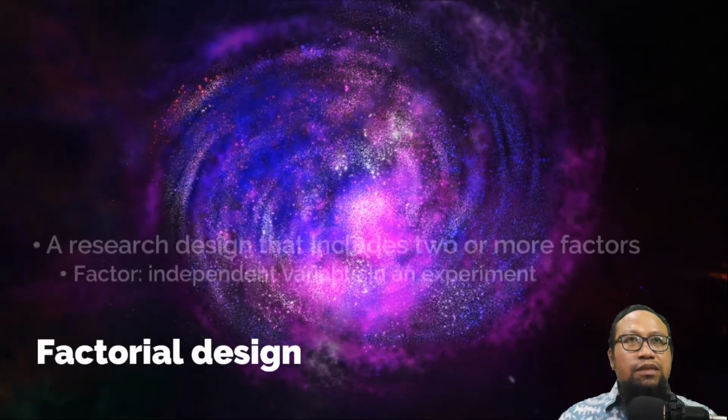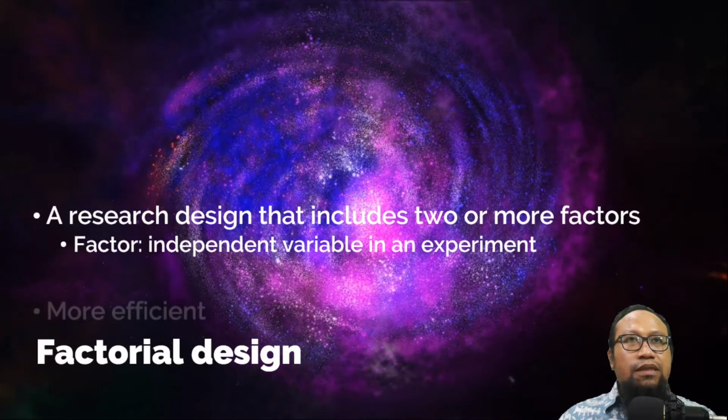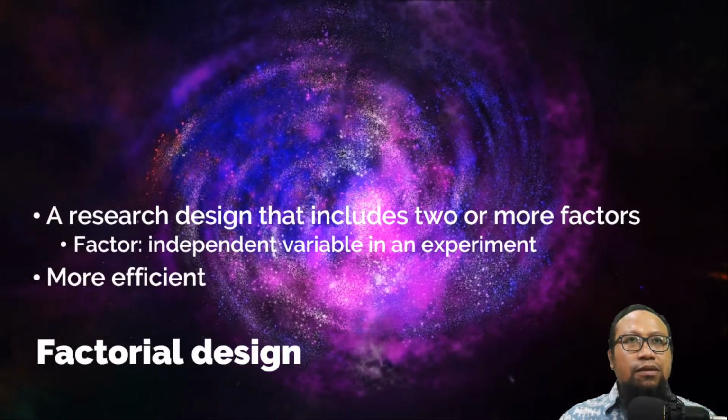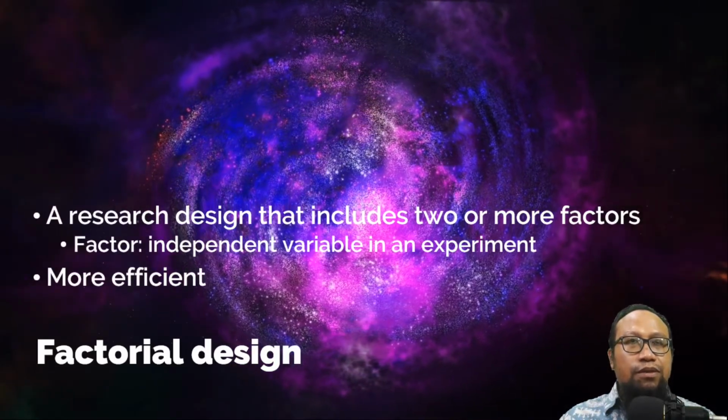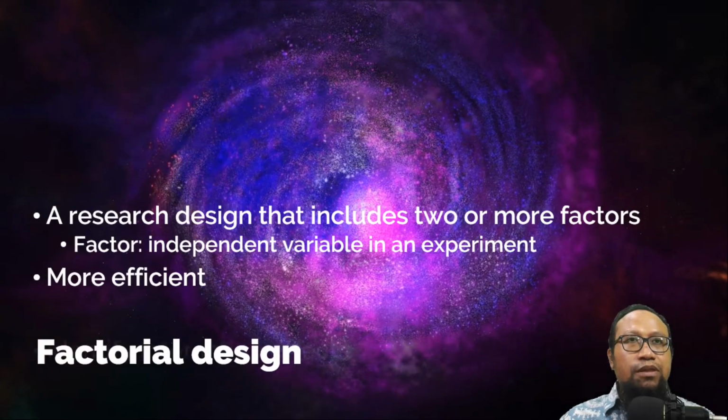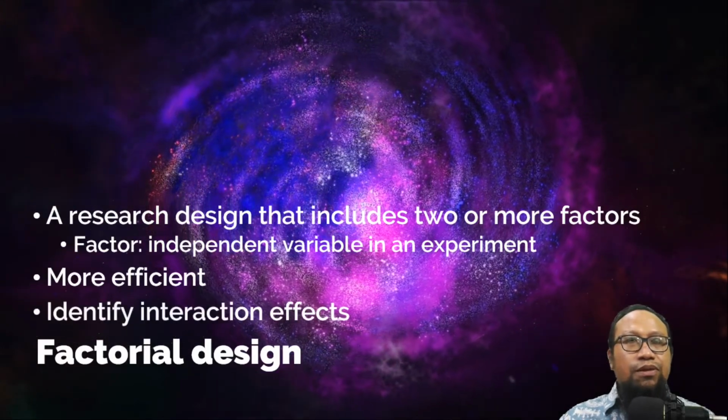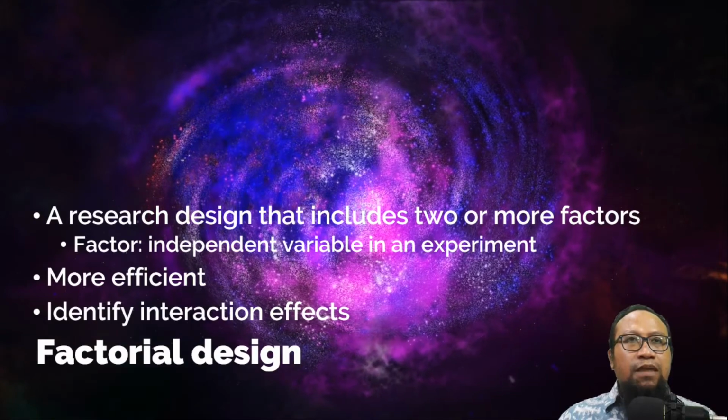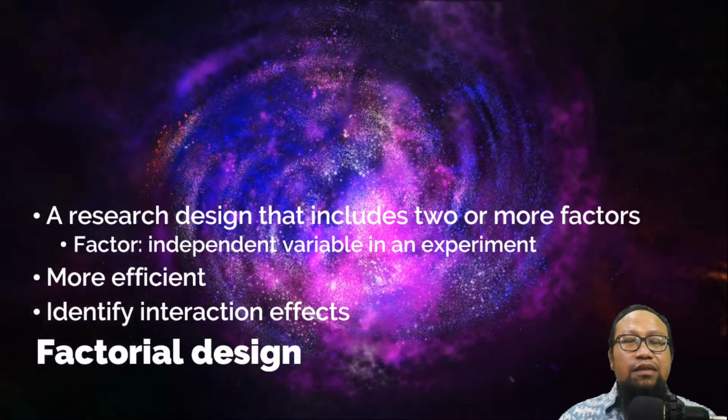So we will discuss the main effects and interaction effects. We discussed already that factorial design is a research design that includes two or more factors, or independent variables. The advantage of factorial is that we can identify the interaction effects.